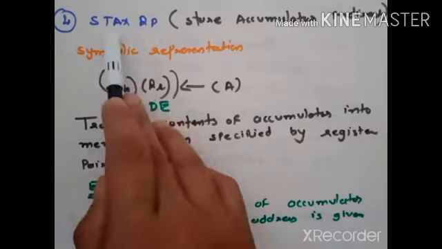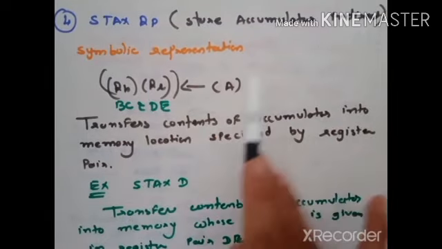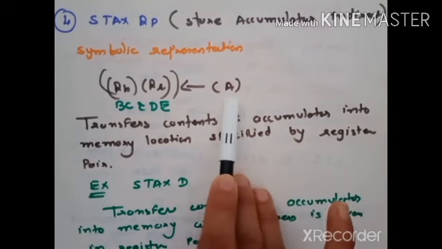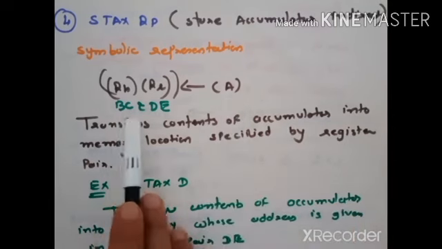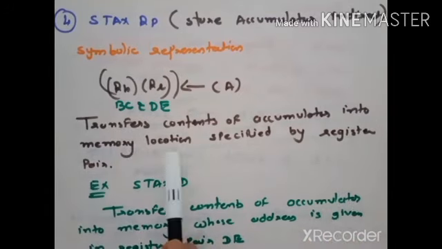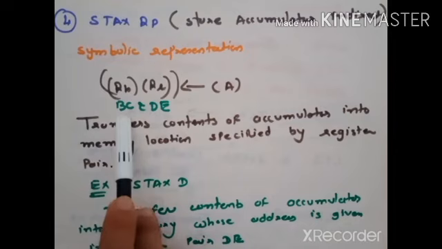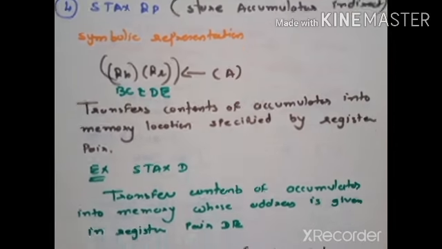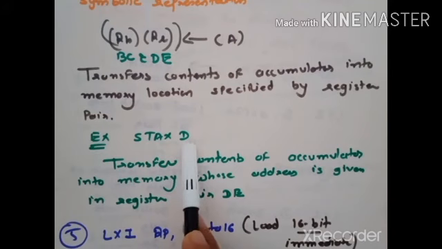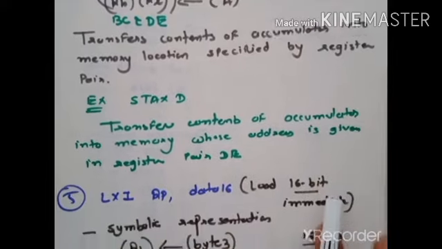Then the next instruction is STAX RP, that means store accumulator indirect. In this instruction, the content of the accumulator is transferred to this location. So it transfers the content of the accumulator into the memory location specified by the register pair, and especially the register pairs BC and DE are used. Example of this instruction is STAX D, that means transfer the content of the accumulator into the memory whose address is given in register pair DE. This is the STAX D.